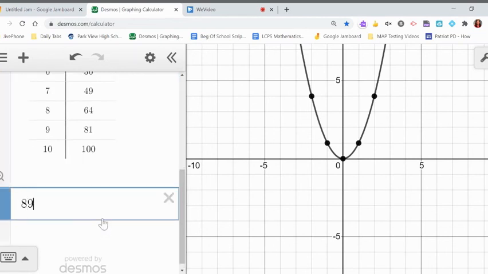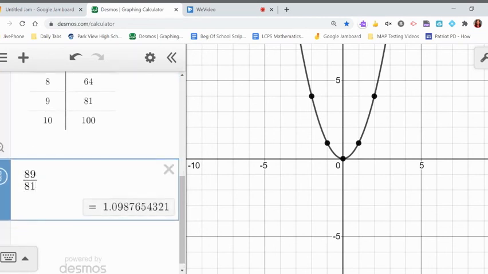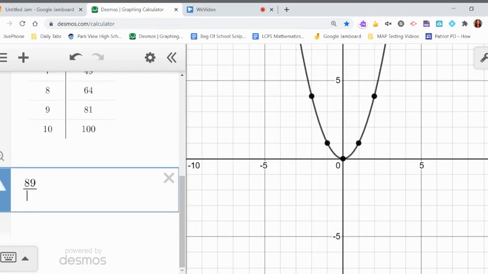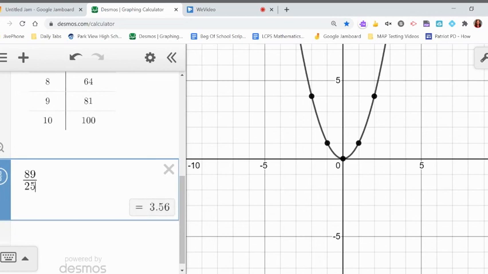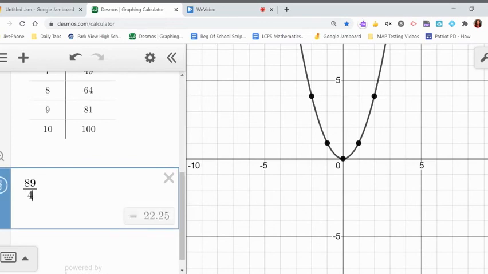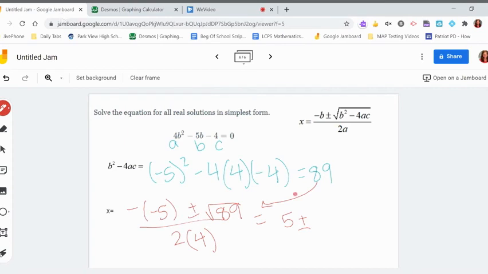So 89, I would start with 81. All right, let's see. 64. Nope. 49. 36. 25. 16. 9. 4. 1 is going to be the only one that works, so we cannot simplify it. So we're going to leave it as the square root of 89. All over 2 times 4 is 8. So because we can't simplify this, this is our answer. You are done right there. Okay, now you're ready for your quiz. If you have any questions, let me know.